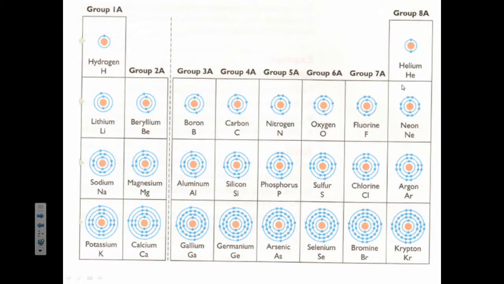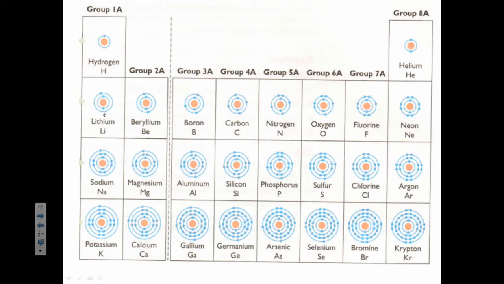Okay, so this is a little revisiting of the cards that were in the activity from the other day. And you can see as you go down a group, you keep adding a shell. Hydrogen has 1 shell, lithium has 2 shells with electrons, sodium has 3, potassium has 4. So the big orange circle is the nucleus. I wish they had drawn it a little bit smaller.